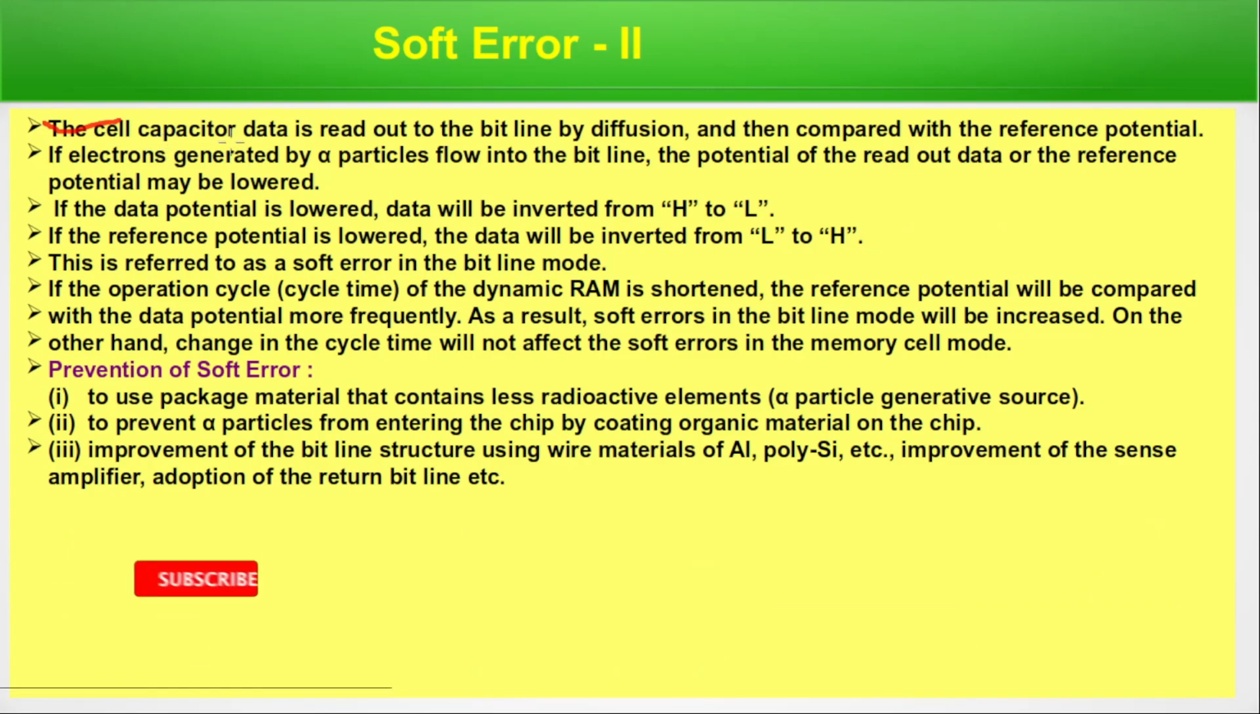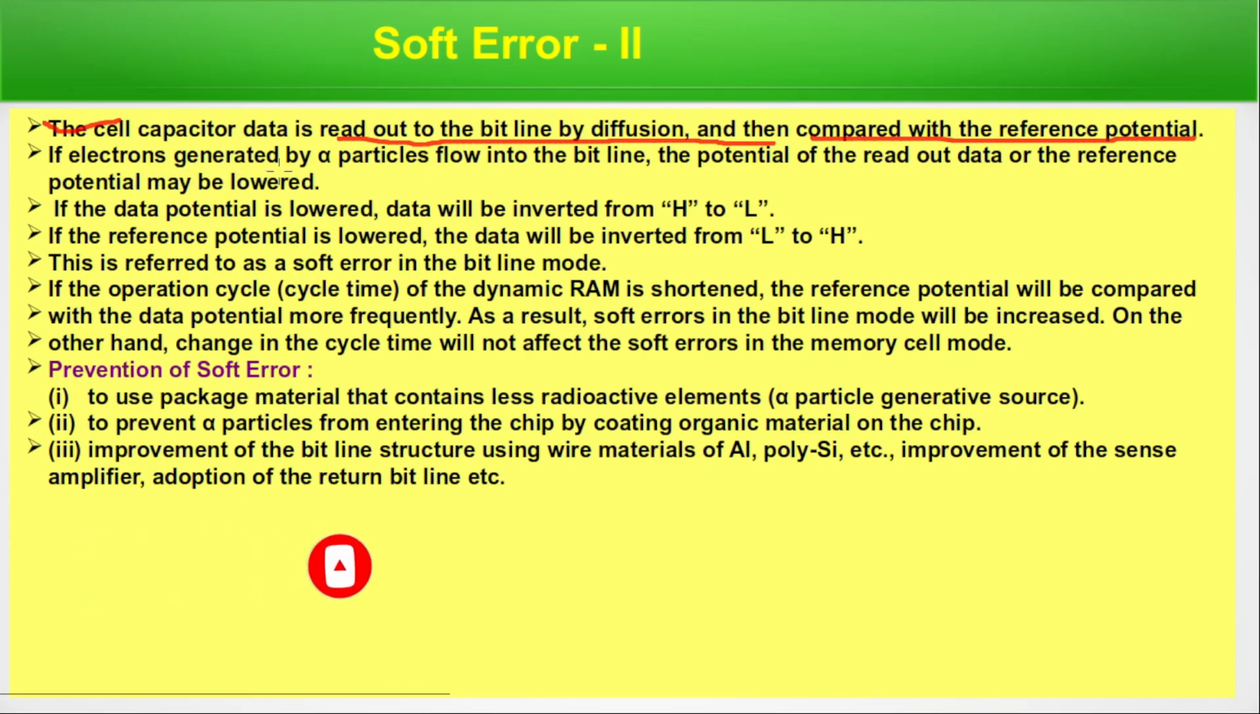The cell capacitor data is read out by the bit line by diffusion and then compared with the reference potential. If electrons generated by alpha particles flow into the bit line, the potential of the readout data or reference potential may be lowered. If the data potential is lowered, data will be inverted from high to low. If the reference potential is lowered, the data will be inverted from low to high. So depending on this extra electron generation and where it flows, the state gets changed.